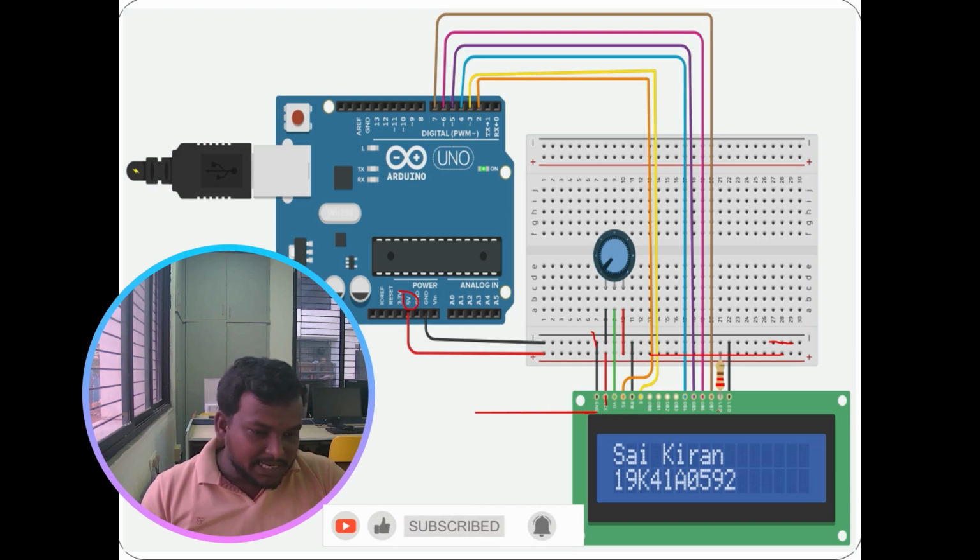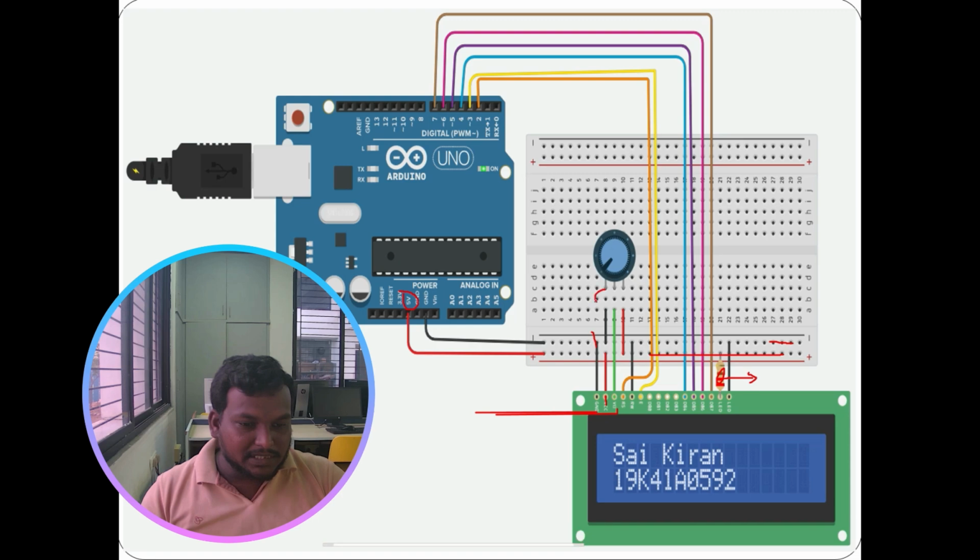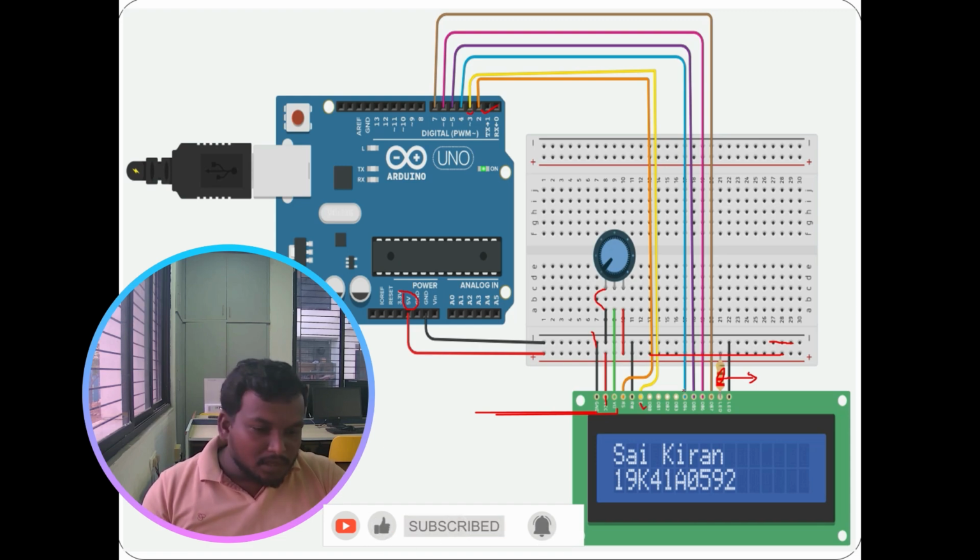Next, LED anode. This pin is connected with the help of a resistor. We already discussed. Next, the V0 pin is connected to the middle pin of the potentiometer, and of the potentiometer's other pins, one is connected to ground and another is connected to VCC. So the RS pin is connected to 2 and the enable pin is connected to 3. So RW is connected to ground.